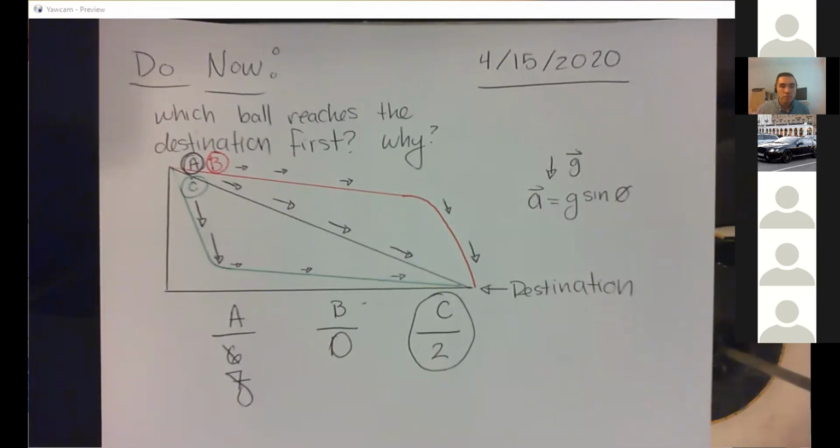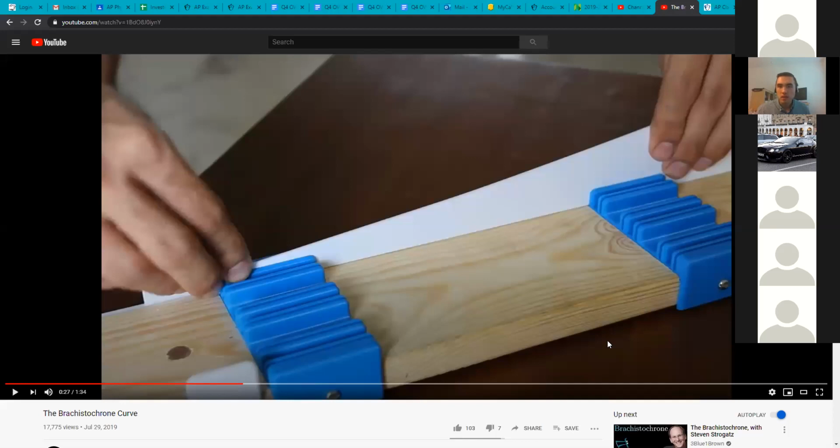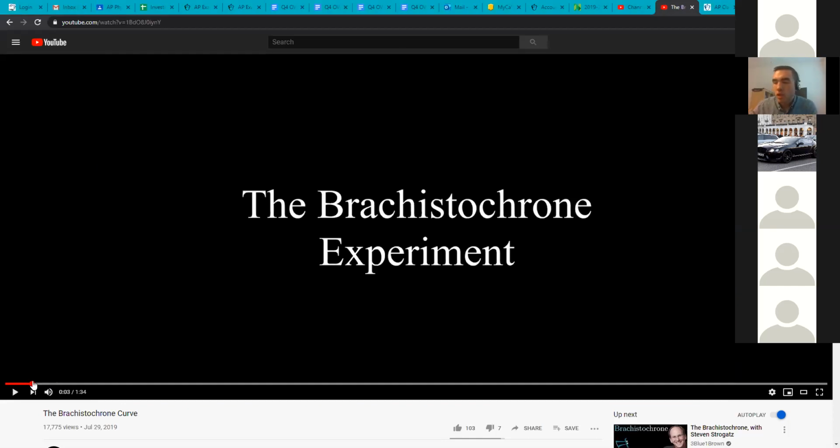This is called the brachistochrone problem, which is a thing worth studying in analytic mechanics. But effectively, the brachistochrone experiment attempts to solve for what is the curve of fastest possible descent. And so let's take a look at this.